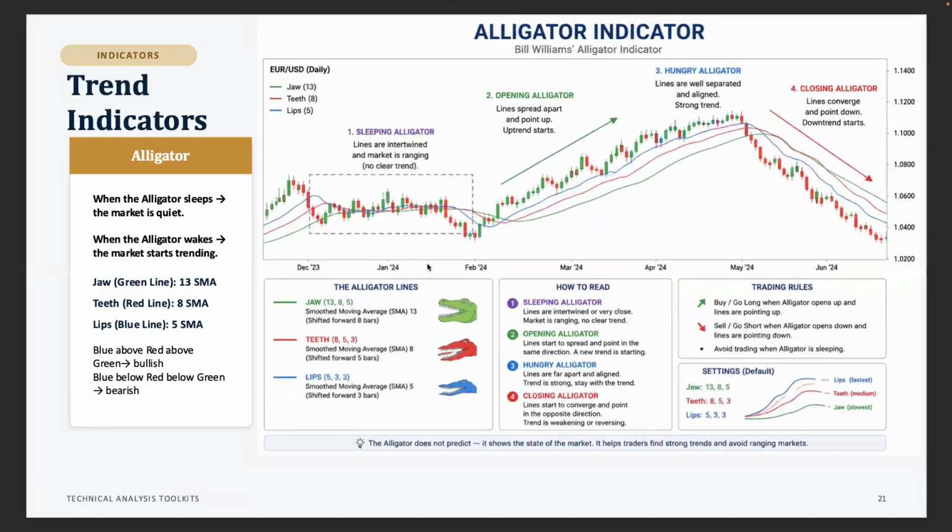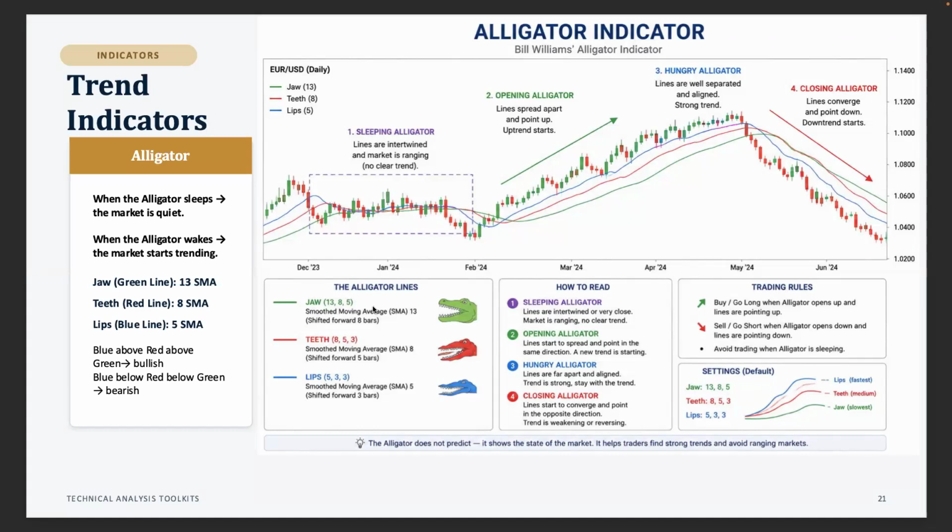Then we have the alligator, which is one of my favorites. The alligator uses a 5-day smoothed moving average, an 8-day smoothed moving average, and a 13-day smoothed moving average. What that does is it helps you visualize where the trend is, whether it's an upward trend or a downward trend. We describe the 13 smoothed moving average as the jaw of the alligator, the 8 SMA as the teeth, and the 5 SMA as the lips. Anytime the lips are above the teeth and the teeth are above the jaw, that means the alligator is hungry. We are in a bullish trend.